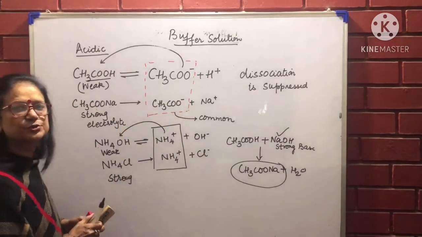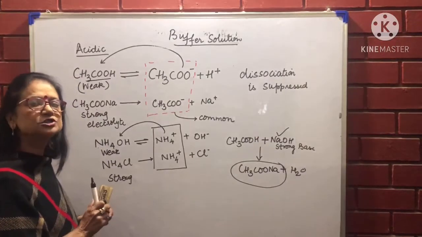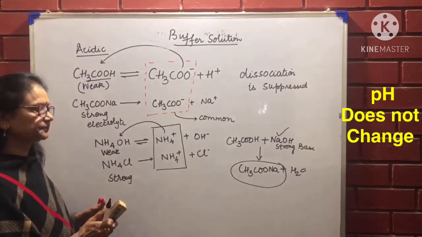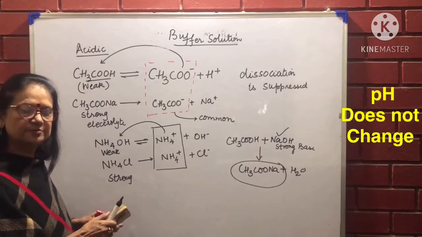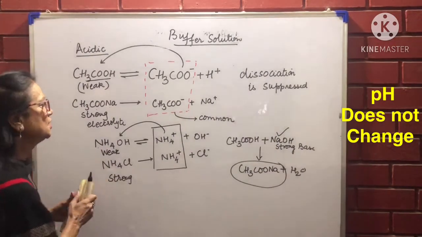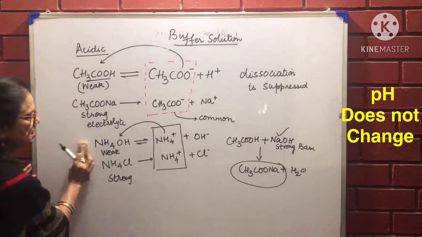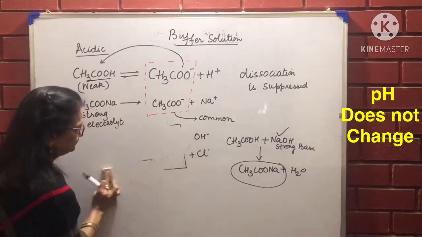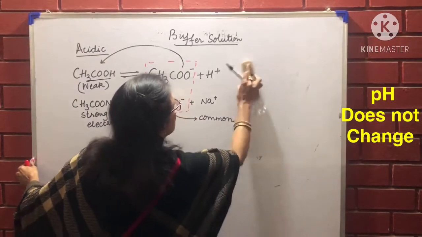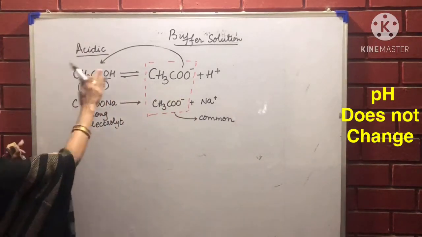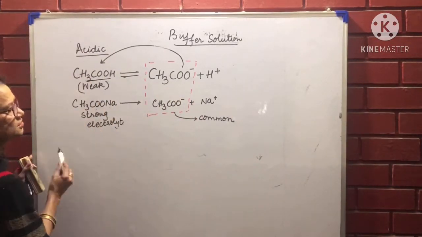Now a buffer solution is a solution whose pH does not change. Even if I add an acid to it or I add a base to it, pH does not change. So how it does not change? Let me do one by one. So this is a buffer solution, mixture of these two.